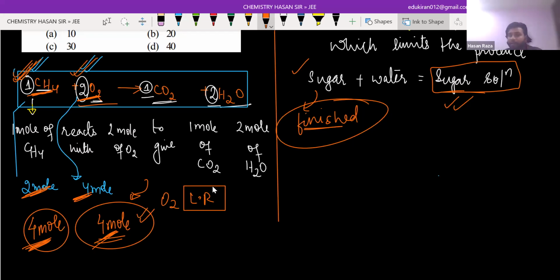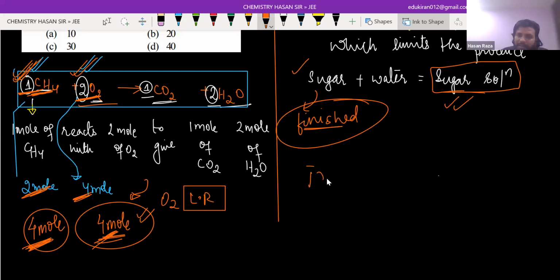There is another way which is very easy to know which one is the limiting reagent. Again, look at the balanced equation. 1 mole of CH4 reacts with 2 mole of O2. So 4 mole of CH4 will require double, that is 8 mole of O2, but it has only 4 mole. So it will finish first because it is lesser in quantity. It is not enough, so it is the limiting reagent.